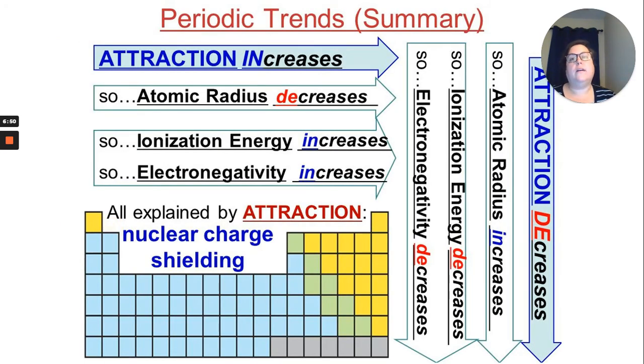All right, and then all of our trends, or most of our trends here on the periodic table as a summary: attraction increases, so atomic radius decreases, ionization and electronegativity increase, going from left to right, and then the opposite going down. The one that's not listed on here is your melting point. So as you go down group 1, melting point decreases, but as you go down group 17, melting point increases, and that has to do with the forces that are holding our atoms together.